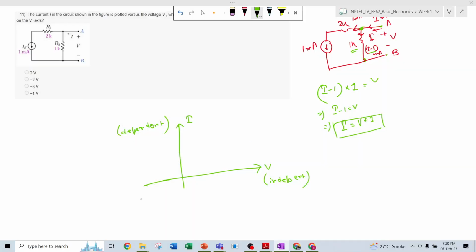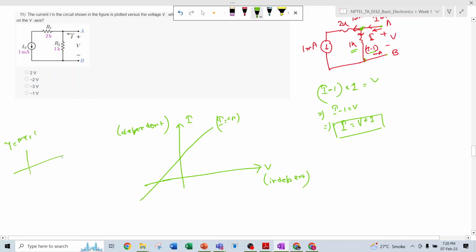So I is nothing but V plus 1, that means I equal to V plus 1. This line refers to this. You know, right? Y equal to mx plus c. This curve, if this is x, this is y, it should be y equal to mx plus c, where c is the intercept, where it is cutting this point, that is 0 comma c. This point is the intercept.